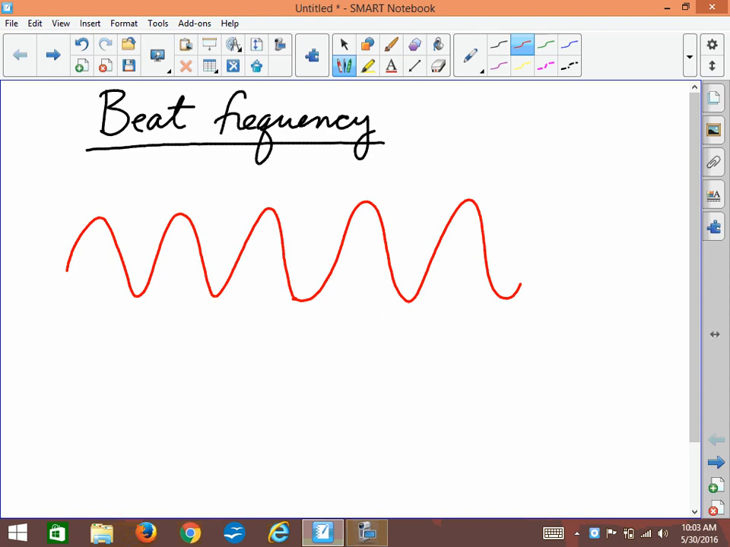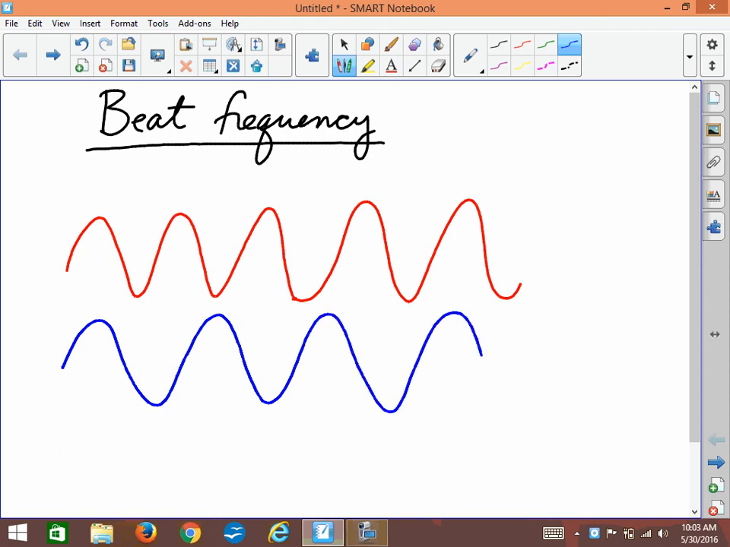Well, if we had another wave that was close to it, but not quite the same frequency, so a little bit longer wavelength, something like this. Maybe I'm going to draw these a little bit longer to get the effect, and this is the short one. What I want you to notice is, if these two waves were sounding together, or in the air at the same time, they would interfere with each other, wouldn't they?